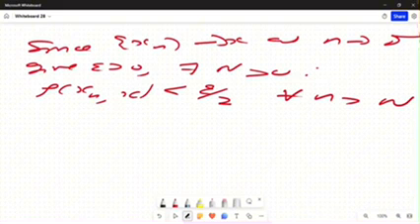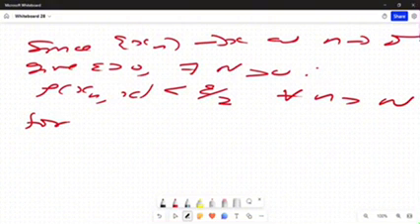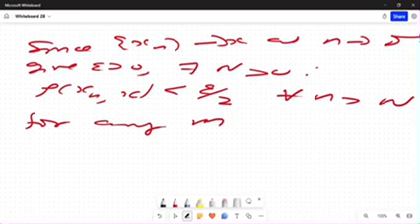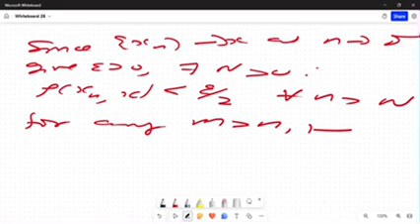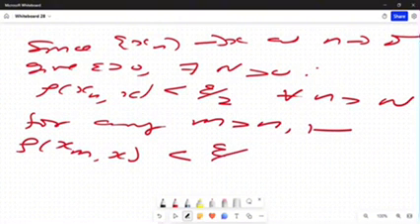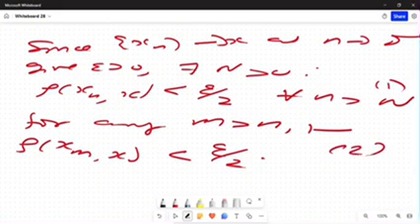And this will also hold for any other integer greater than N. This inequality will also hold. So for any m greater than N, it follows that rho of xm and x is also less than epsilon over 2. Is it not? Having established 1 and 2, call this equation 1, call this equation 2.